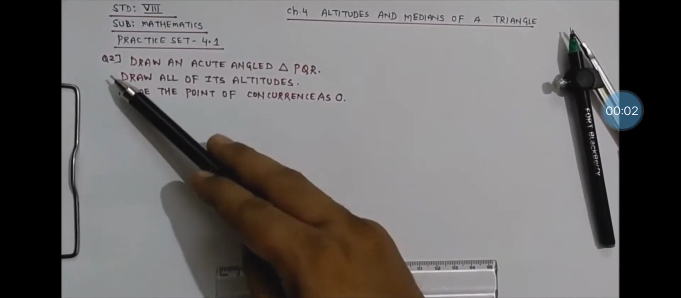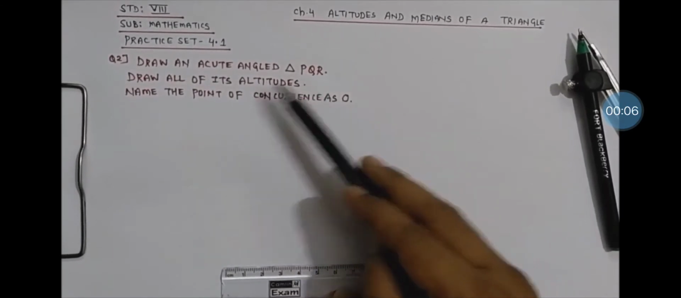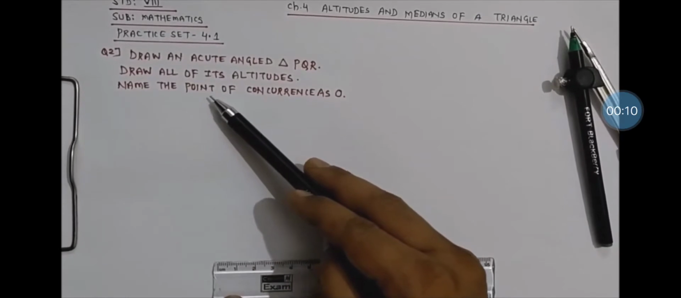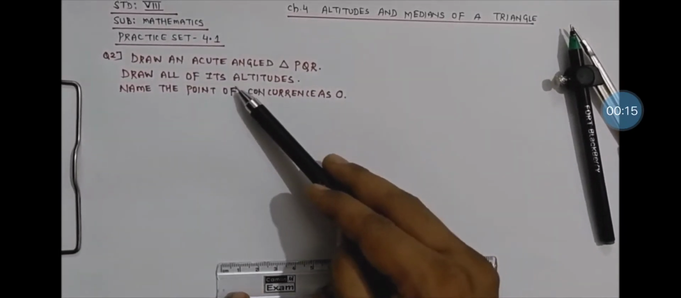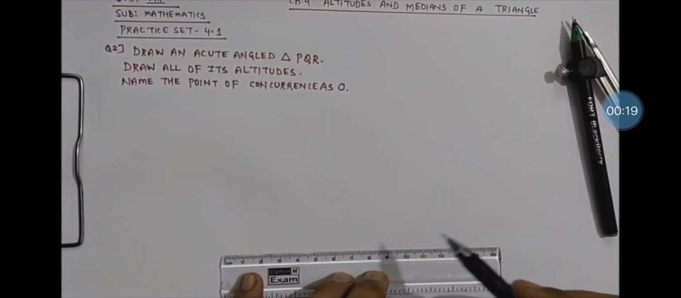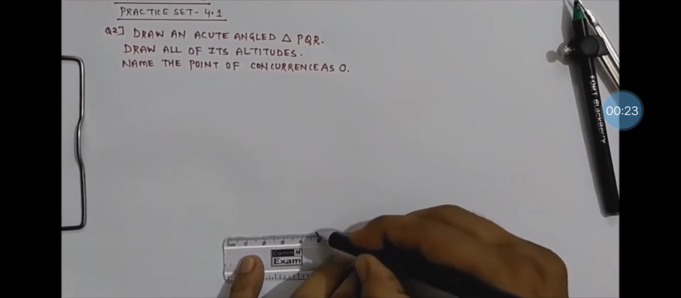Hello students, so today's chapter is altitudes and medians of a triangle, practice set number 4.1. In question number 2, draw an acute angle triangle PQR, draw all of its altitudes and name the point of concurrence as O. So first we will draw acute angle triangle PQR.